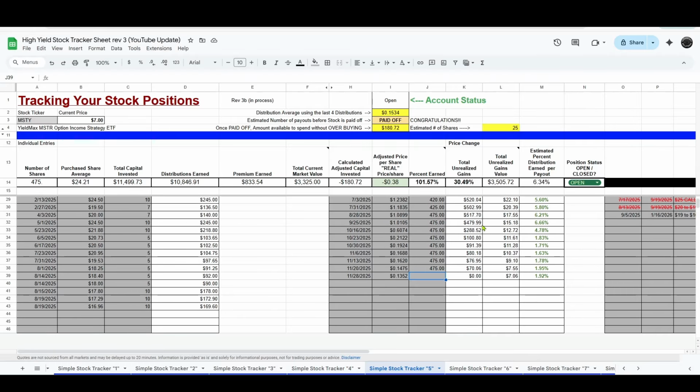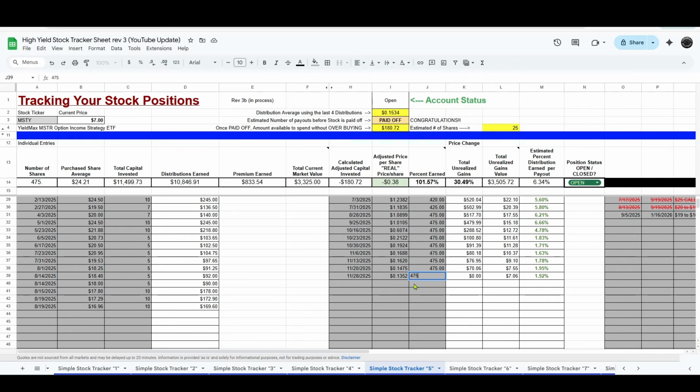Next is MSTY. And for MSTY, I get to account for all 475 shares and my real price per share, which is paid off because as you can see, it is green and it is a negative 38 cents or 1.57% in the good, right? So it is currently paid off, and adding those distributions to it is just going to show that I am in the good even more, right? So that real price per share now becomes 0.52. Nice, right? So super excited there.